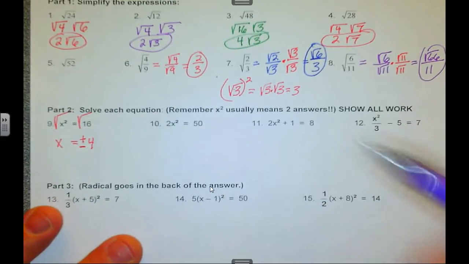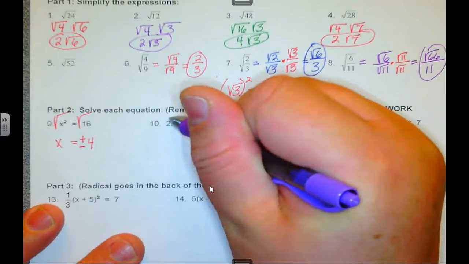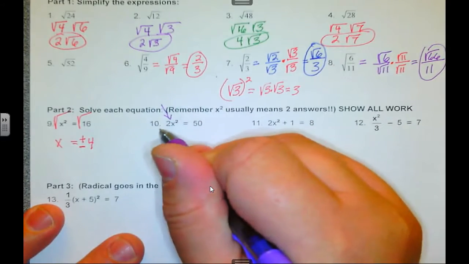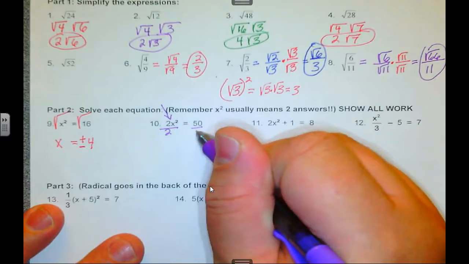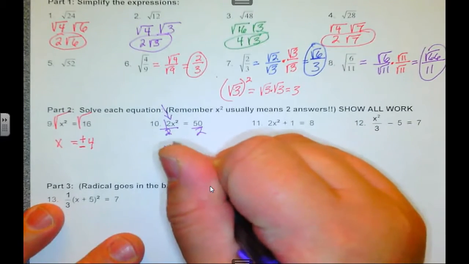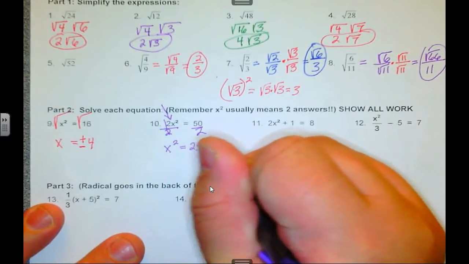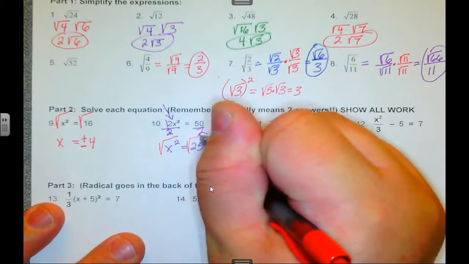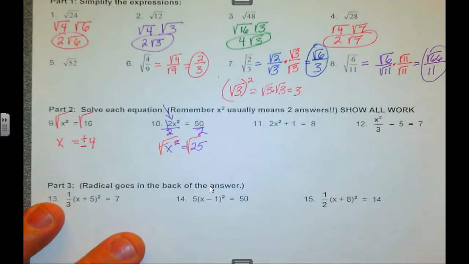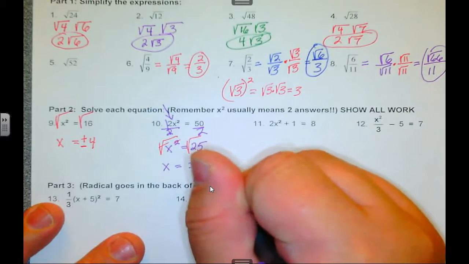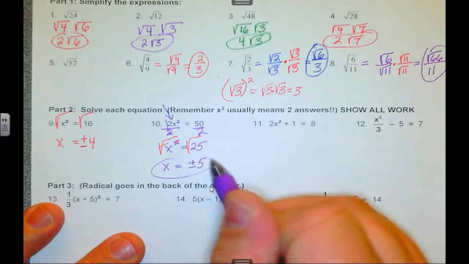Okay, so number 10. I have to get that x squared by itself, so I'm going to divide by the coefficient 2. You have to divide first. So I get x squared equals 25. Then I take the square root of both sides, which cancels out the power 2. So x equals positive and negative 5. We get two answers.